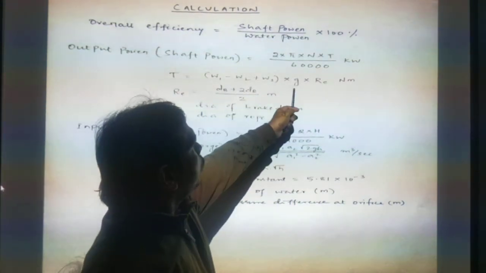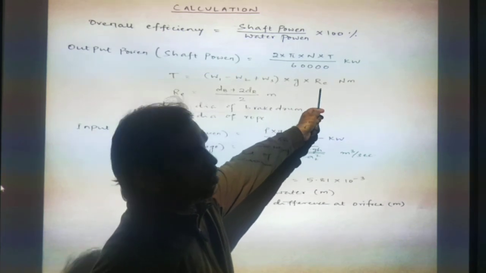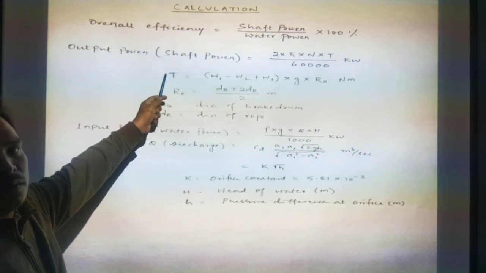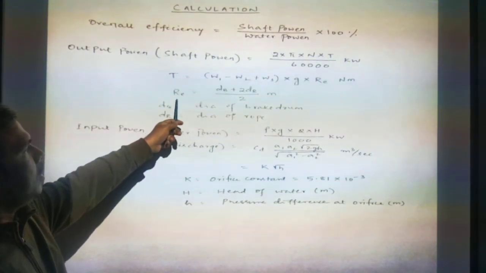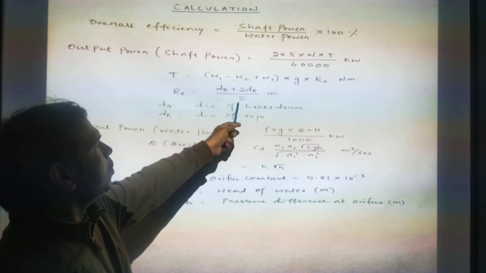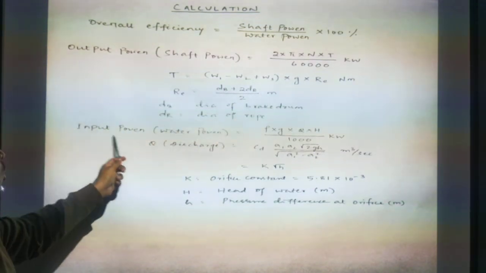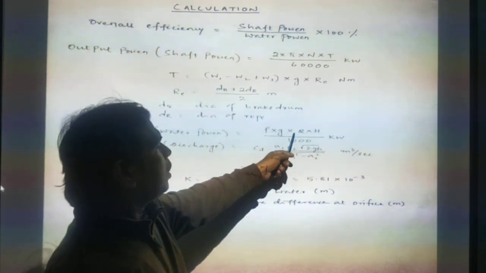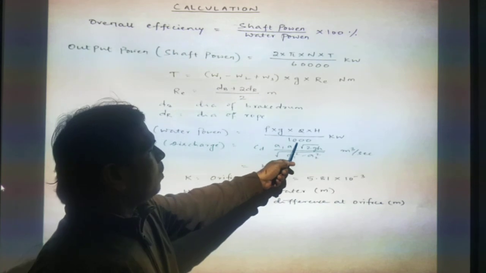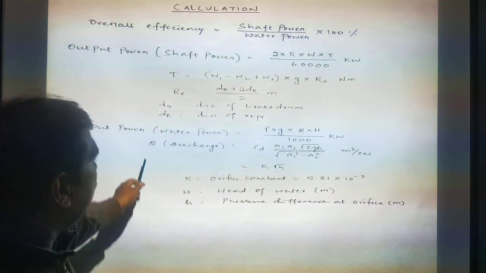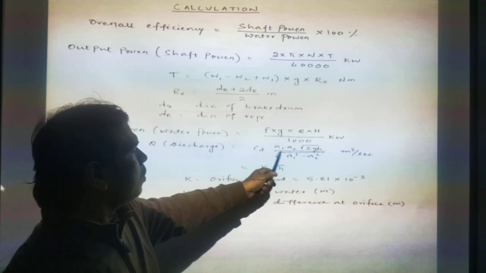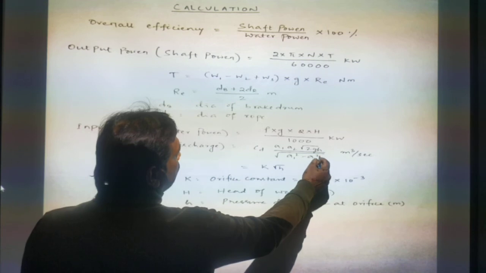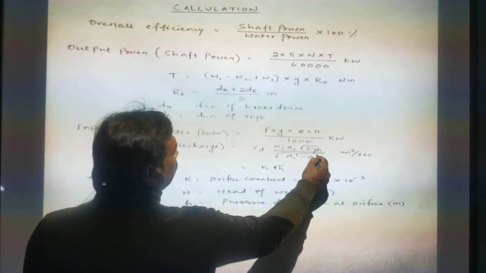This is your load part, W g, load, R e, distance, load into distance. So you get the torque applied on your runner or flywheel. Next, R e, equivalent radius, is equal to dB plus 2dr by 2. Next is your input power or water power supplied to the runner: rho g Q into H divided by 1000, in kilowatt. And Q is equal to Cd into this much, and we converted this Cd A1 A2 portion to a constant.